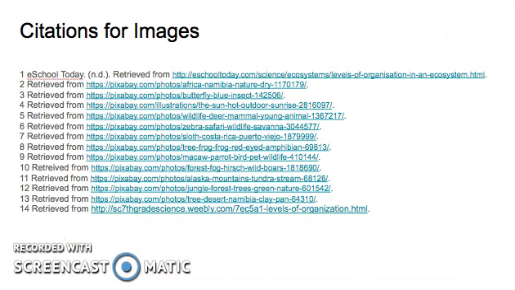So that gives you a summary of all the levels of organization as well as some other vocabulary that you will need for lesson 1.